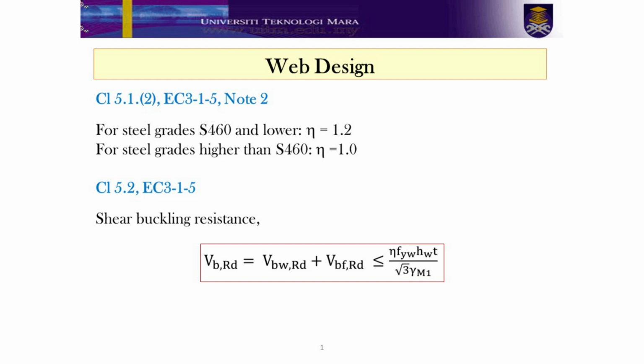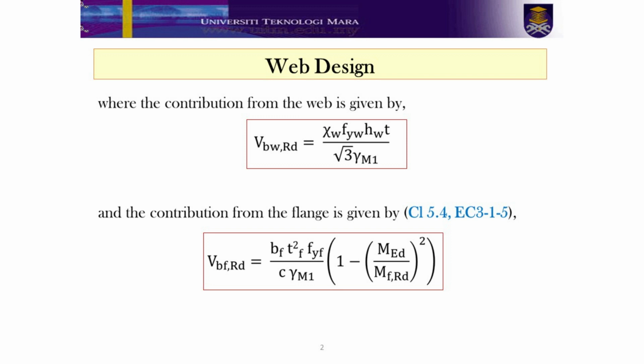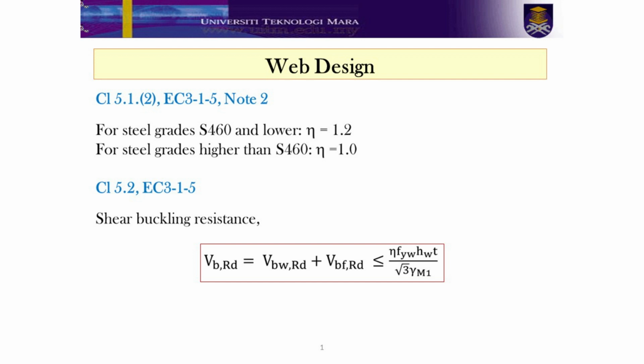So, according to clause 5.2 of EC3 Part 1.5, shear buckling resistance is given as VBRD, equivalent to what you can see here in this red box. The contribution from the web is given in this box, where VBWRD represents the contribution from the web, whereas VBFRD represents the contribution from the flange. So this check should be carried out for every panel.